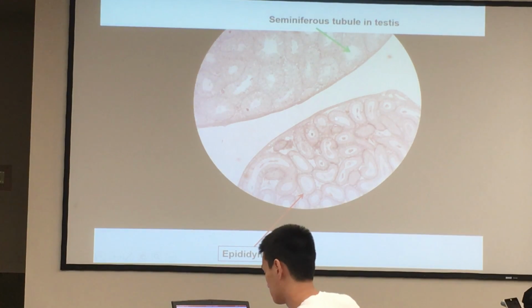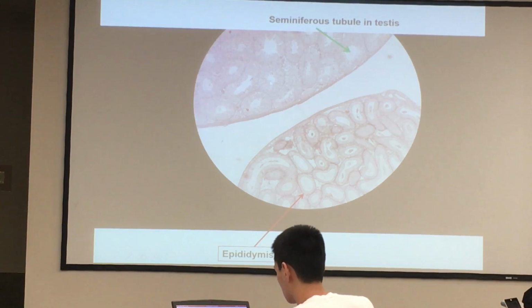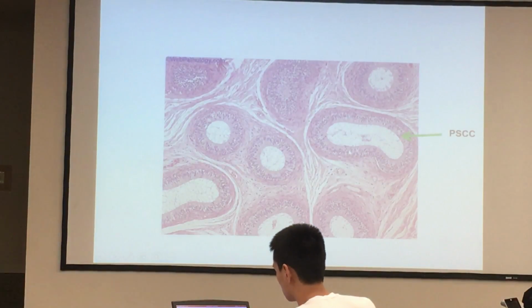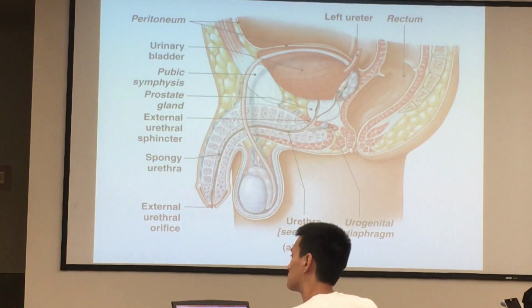And in the epididymis, it is a single one layer of PSCC. Okay, and the center part is more mature sperm. In the testis, the sperm is not quite mature, but this one is a little bit better. Okay, and that's the one I wanted you to know.